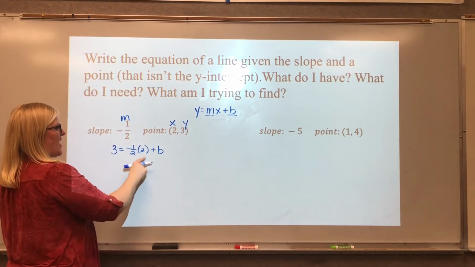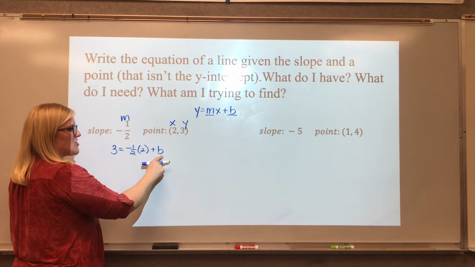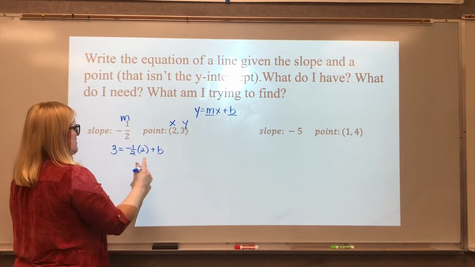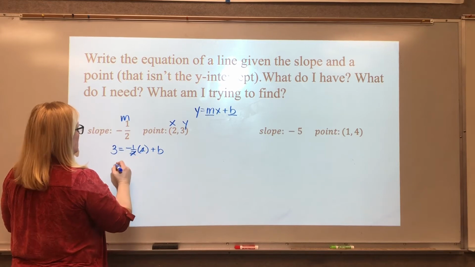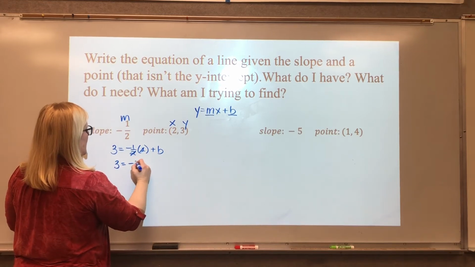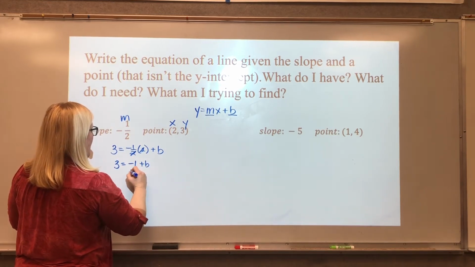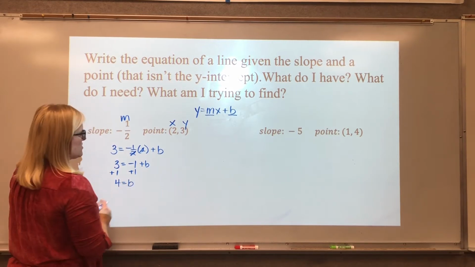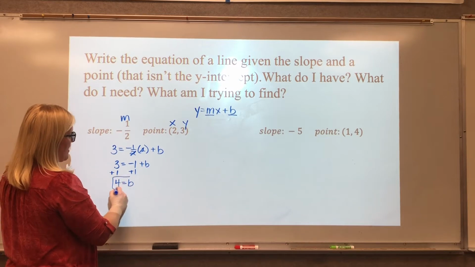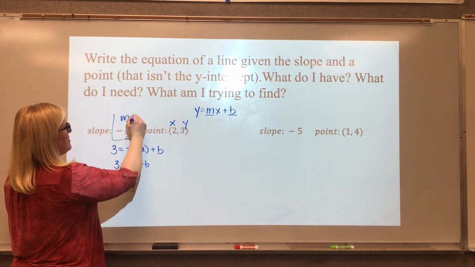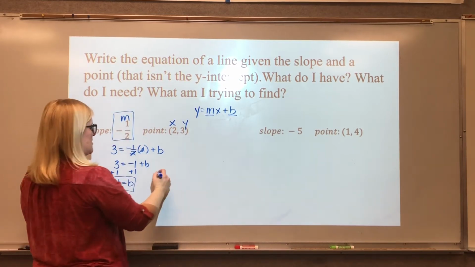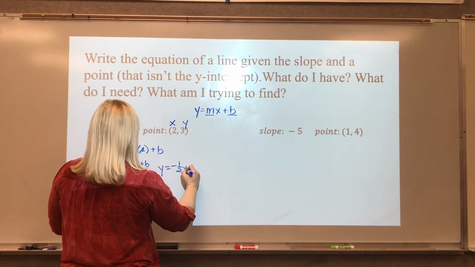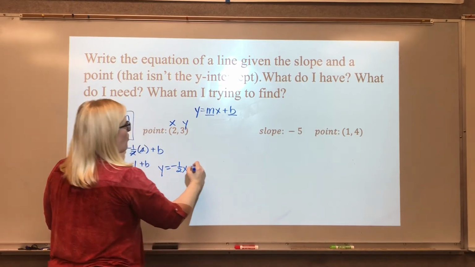So I have y equals m times x plus b, and I've got everything plugged in. I just have the b by itself, so I can solve for it. The 2's cancel out. I've got 3 equals negative 1 plus b. I add 1 to both sides, and I get b equals 4. Now I've got b and I've got m, so I can write my equation: y equals negative 1/2 x plus 4.